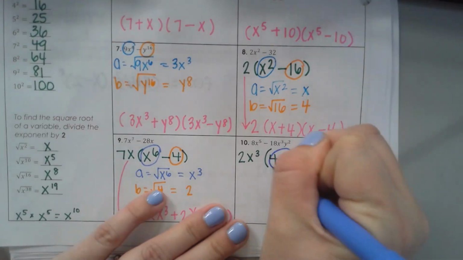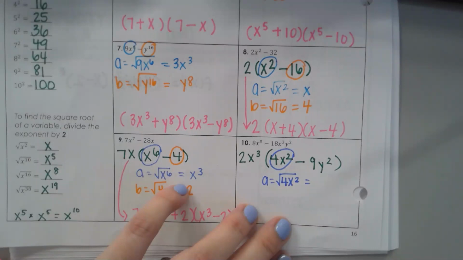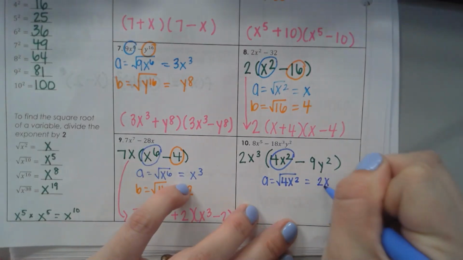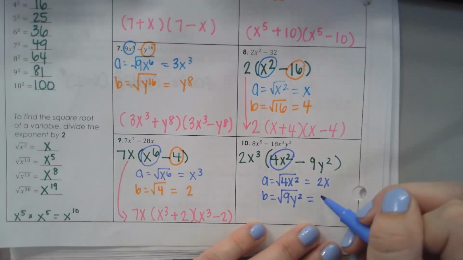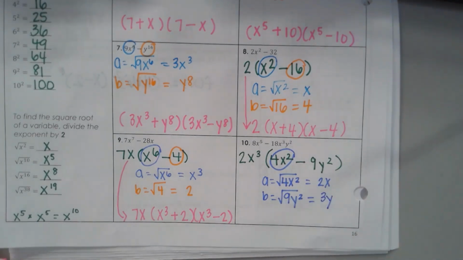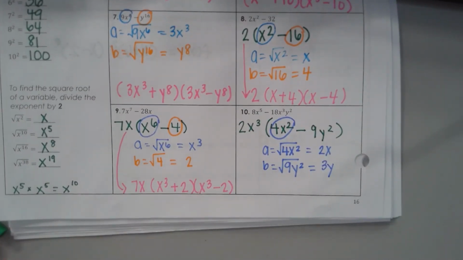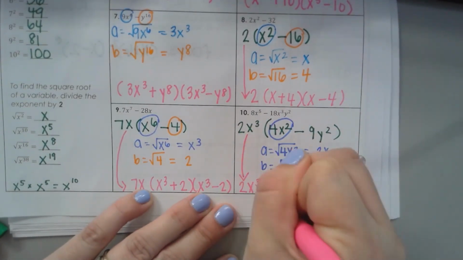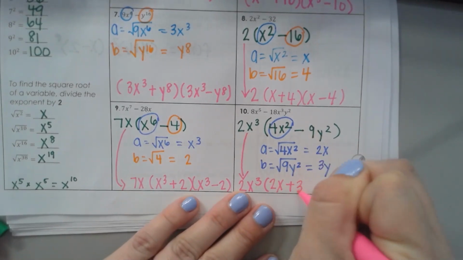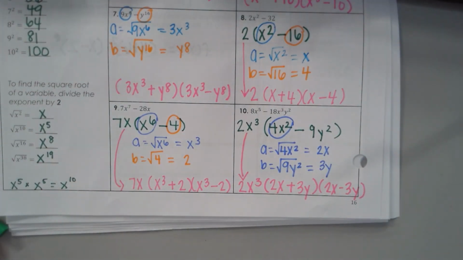And then my A is the square root of 4x squared, which is what? 2x. And B is the square root of 9y squared, which is 3y. Good. Then for your final answer, bring down your GCF. And then I have 2x plus 3y, 2x minus 3y. And we're going to stop there for today.